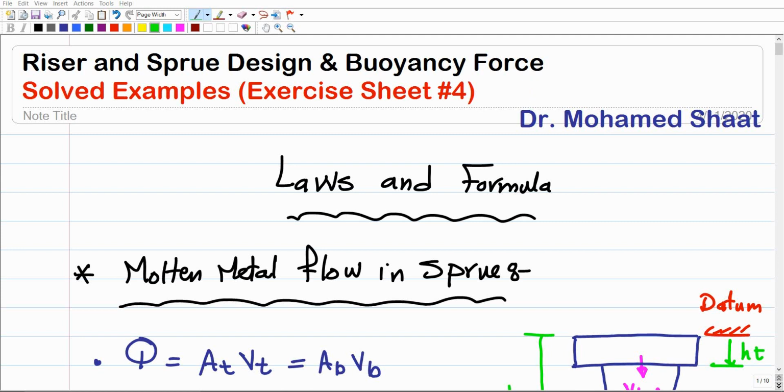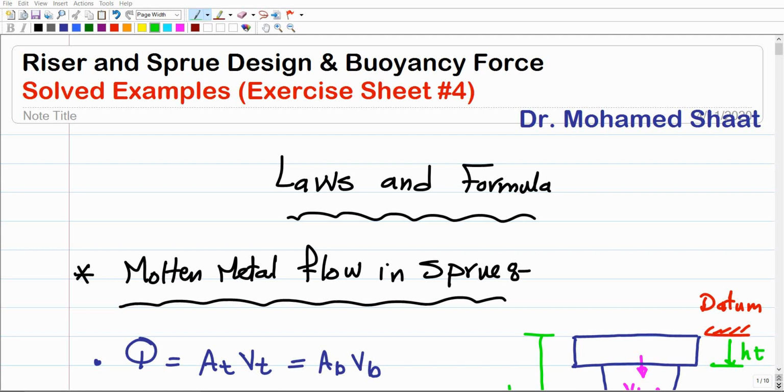In today's video we're gonna practice on the riser design, sprue design and the buoyancy force. We have covered this over 2 videos before. We have discussed the buoyancy forces and their effects, the pushing that comes from the molten metal in the mold cavity on the cope, and how we can take precautions against the buoyancy force.